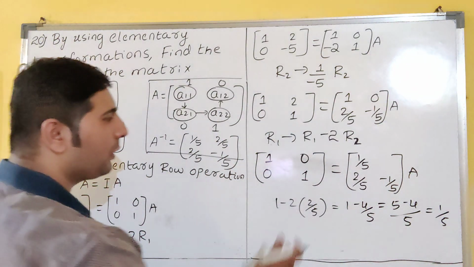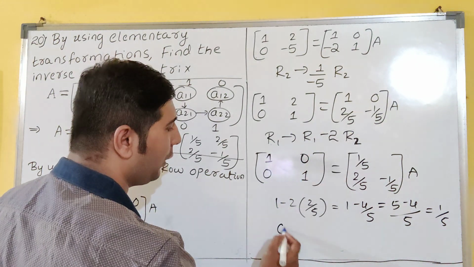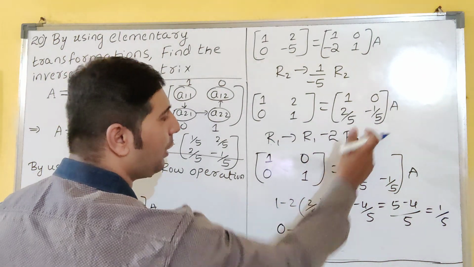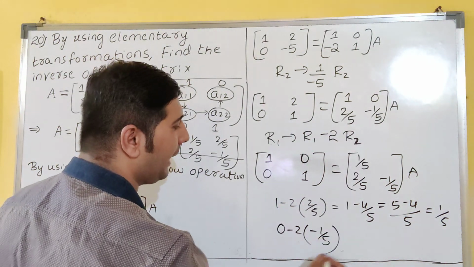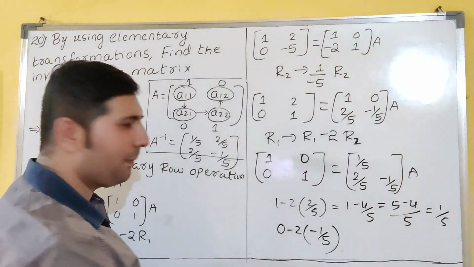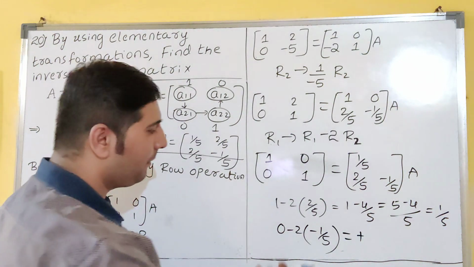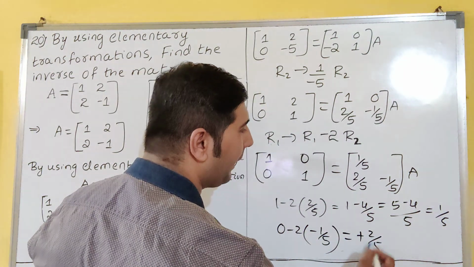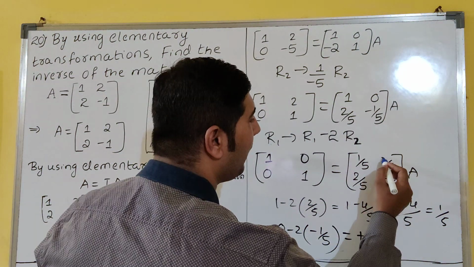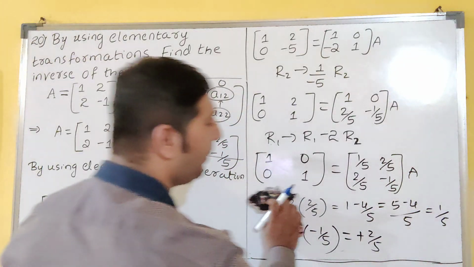I told you. So next is what? R1 is 0. Minus 2 into R2, and R2 is minus 1 by 5. Minus into minus gives plus, and plus 0 is neglected. 2 into 1 is 2 by 5. So we will get 2 by 5, dear students. I hope it is clear.